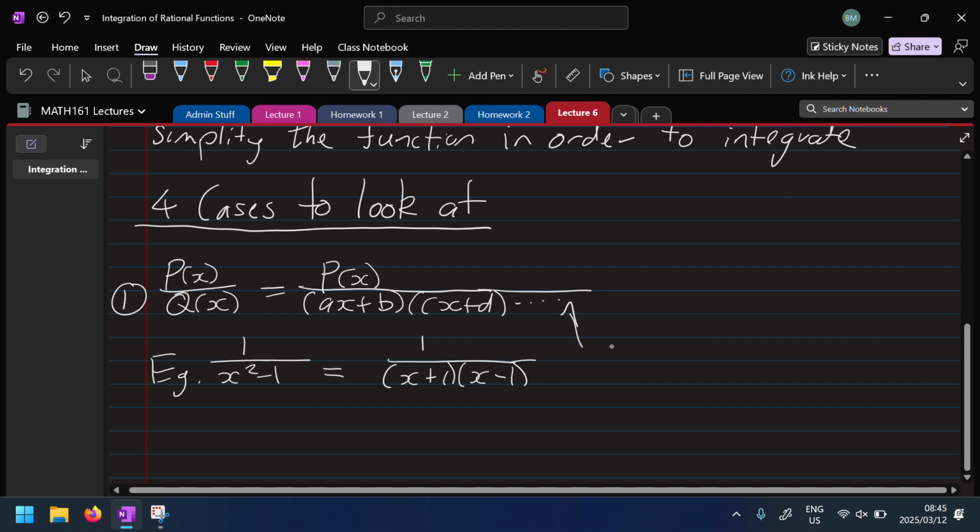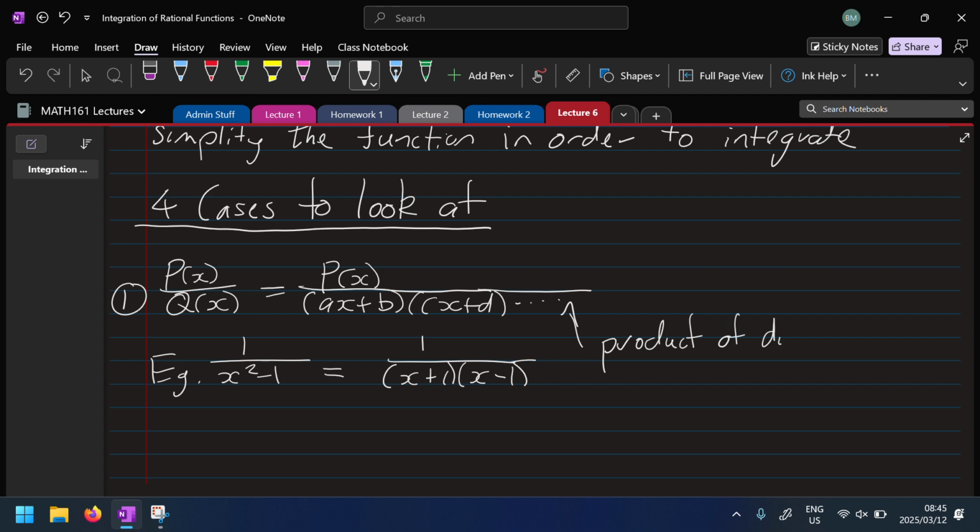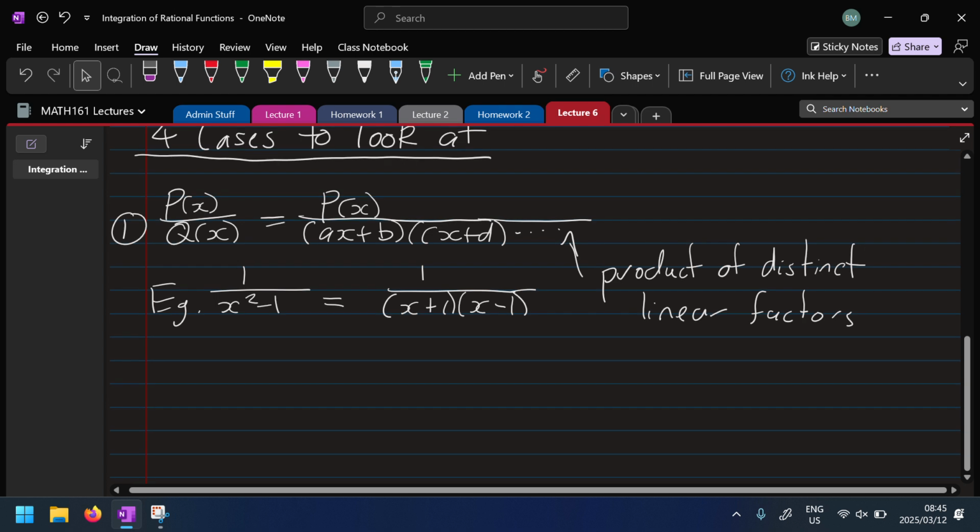So in the bottom here, we have a product of distinct linear factors. Like we have in this example, x plus 1, x minus 1, those are the 2 factors for that denominator. So that's case 1. We'll see what to do for these cases now.